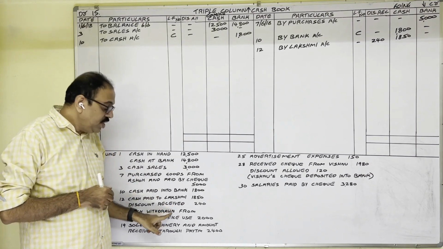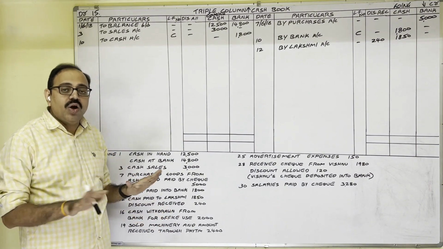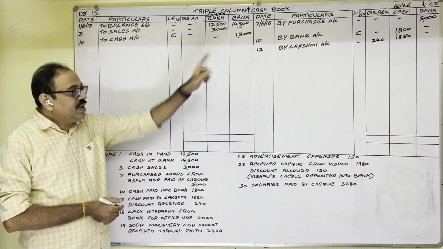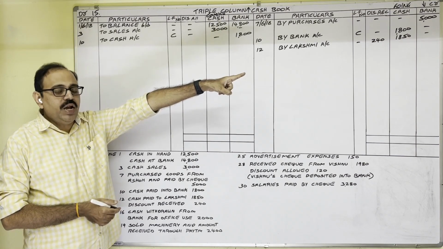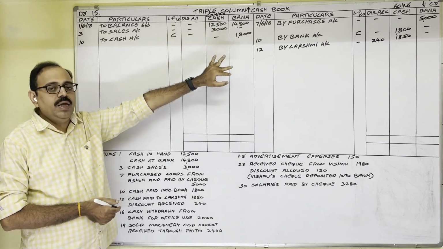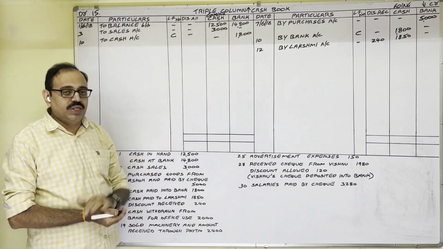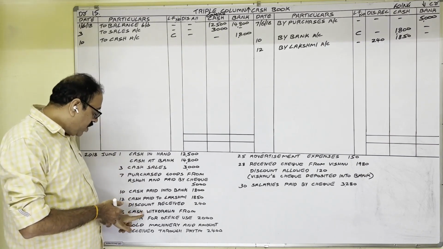So when the word "personal use" is given, it is not a contra. It means we should not write two times, only one time. On the credit side, in the bank column we should write, because they withdrew money from the bank, so the bank balance decreases, and in the particulars column we have to write "By drawings account". So this is a contra entry, no?